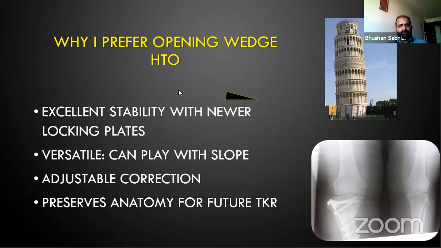An important key structure of an opening wedge osteotomy is adjustable correction. In a closing wedge, once the wedge is taken off, you have to close the osteotomy. Of course, you can leave a small gap, but that defeats the purpose as such. But in an opening wedge, you can decide if you want to open more or open less. So it is something which you have in your hands when you're doing the osteotomy on table.